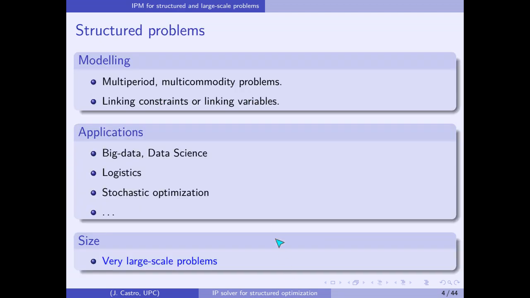Okay, so when we try to solve a large scale or a huge problem, usually these kinds of problems have quite a lot of structure. For instance, these models usually have several periods or several commodities, and usually it's possible to decompose the problem or to divide the problem into different groups of variables and groups of constraints. But unfortunately, if not, the problem would be quite easy. We have in these models some linking constraints or linking variables that couple all the variables or constraints. This modeling situation appears usually in problems from data science, logistics, stochastic optimization, and these problems usually tend to be very large or sometimes even huge.